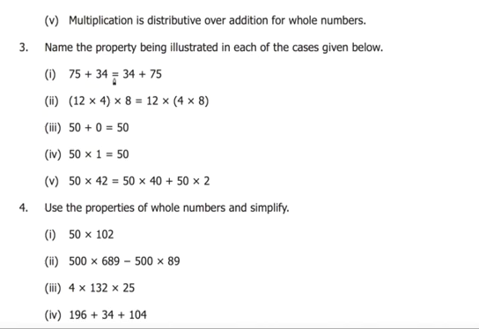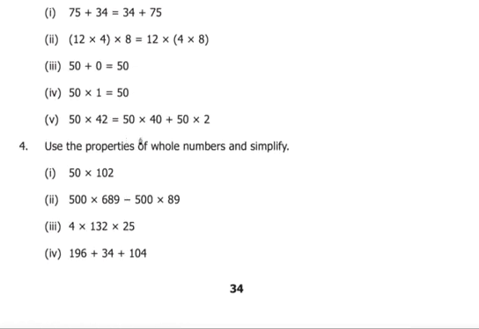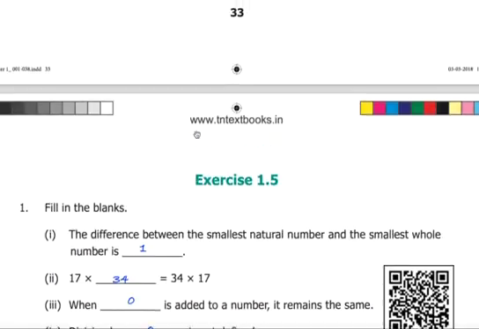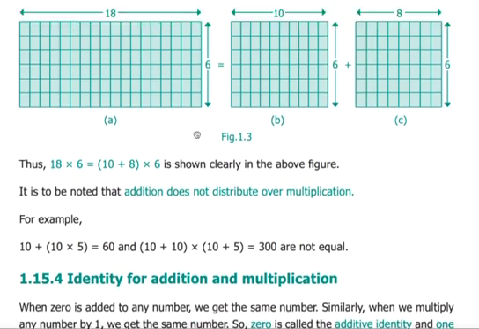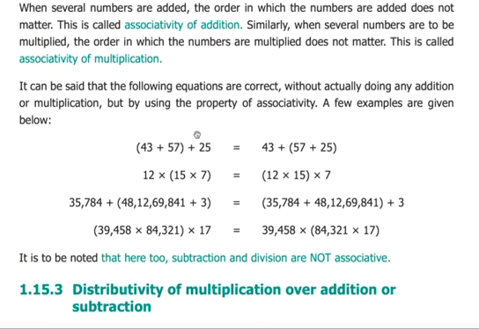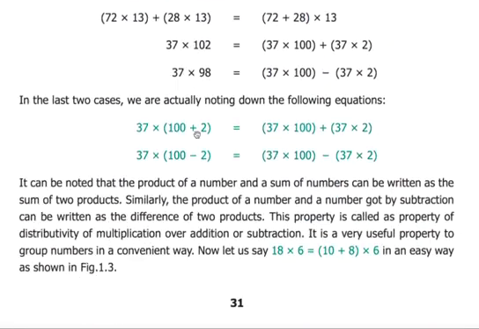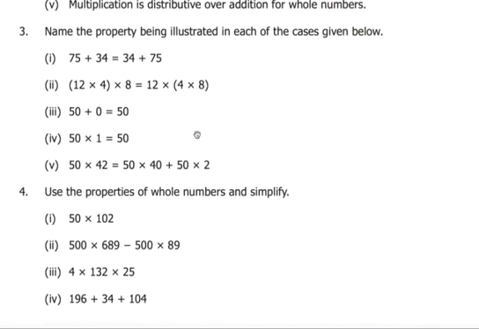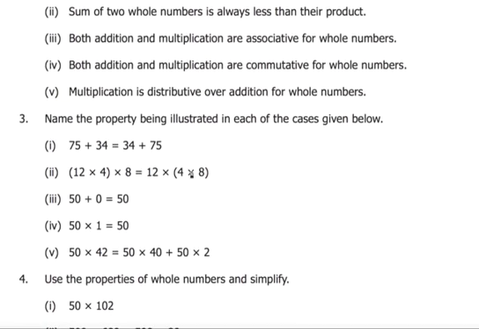Name the property being illustrated in each of the cases given below. What is this property? Commutative. This is distributive. Identity, right? Oh, that is distributive. The last one is distributive. This one is associativity. Associativity. This is associativity. This is distributive.